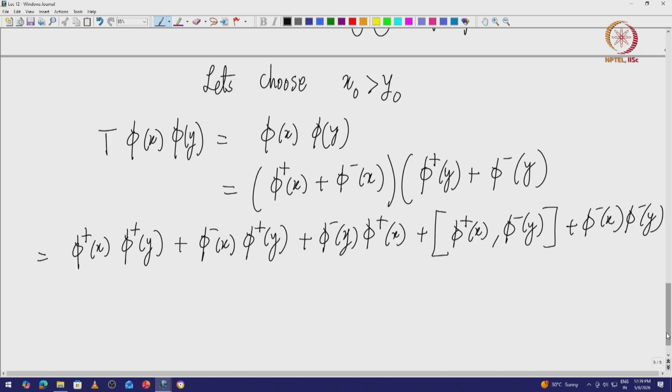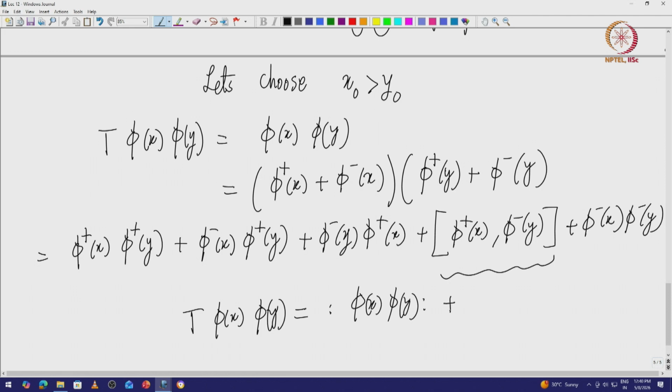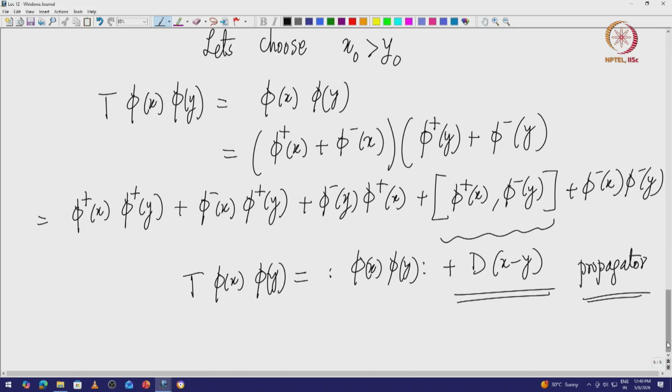But when you do this, because you added this pi plus on the right, you pick up this particular term in this fashion. So the time ordered product of pi x pi y is equal to the normal ordered product of pi x pi y plus, what is this term? This is nothing but D of x minus y. I will come to what this term is. This term is nothing but the propagator. Well, this is part of the propagator.